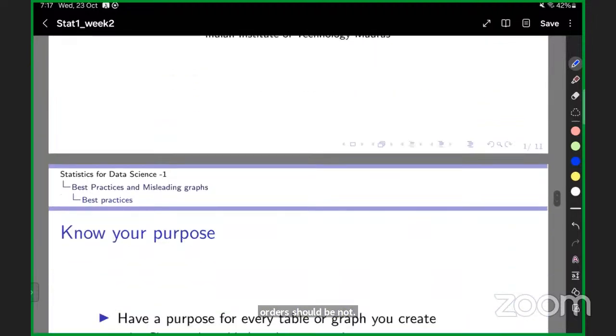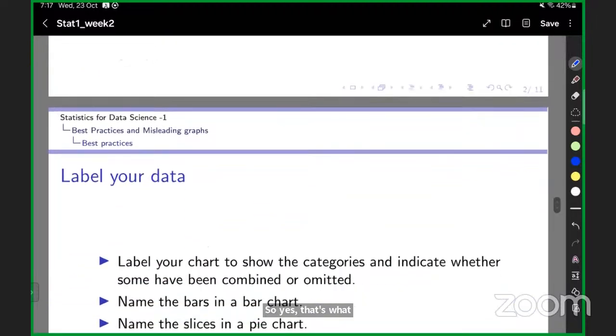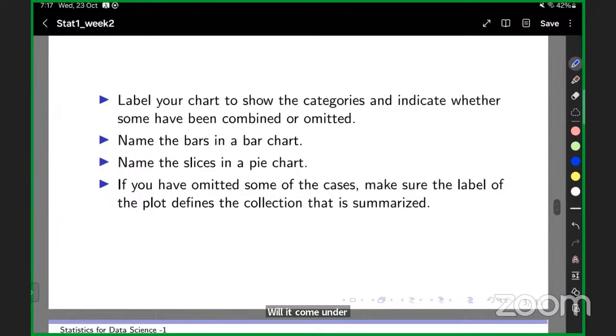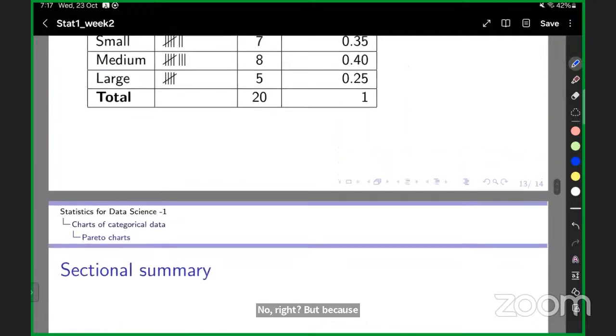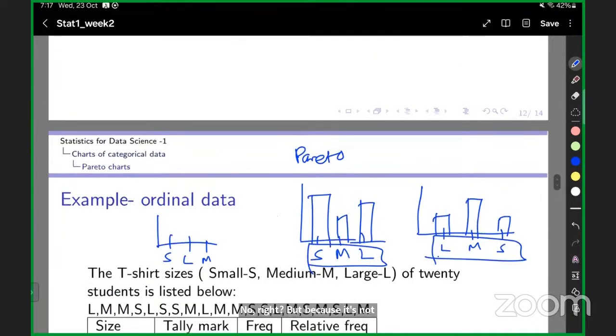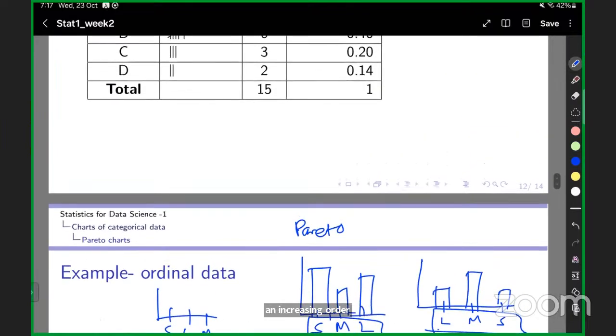Will it come under Pareto charts? The one you told right now? No, because it's not in increasing or decreasing order. It should increase or decrease based on frequencies. They are not based on frequencies.